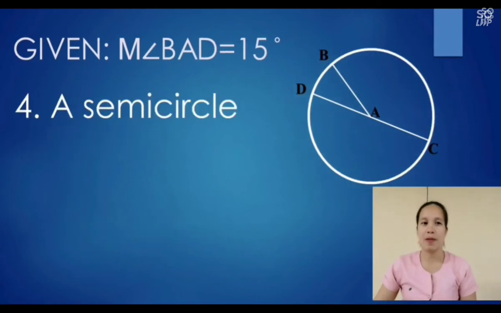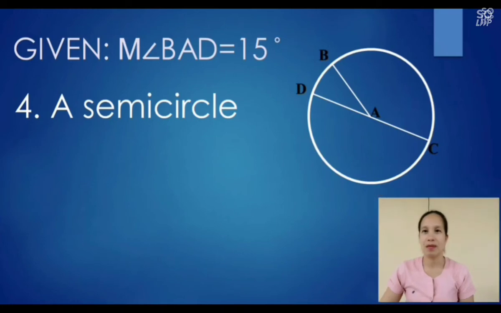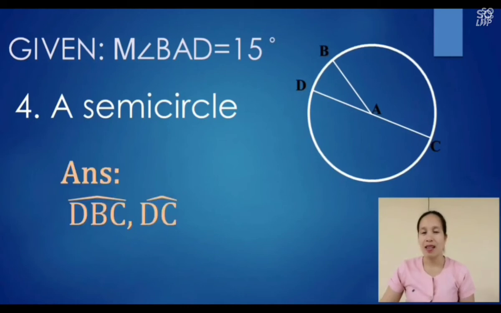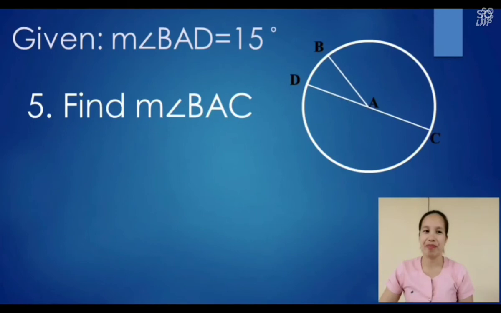Number 4. Semicircle. Very good. Our 2 semicircles are semicircle DBC and semicircle DC. Let's proceed to number 5. Find the measure of angle BAC.